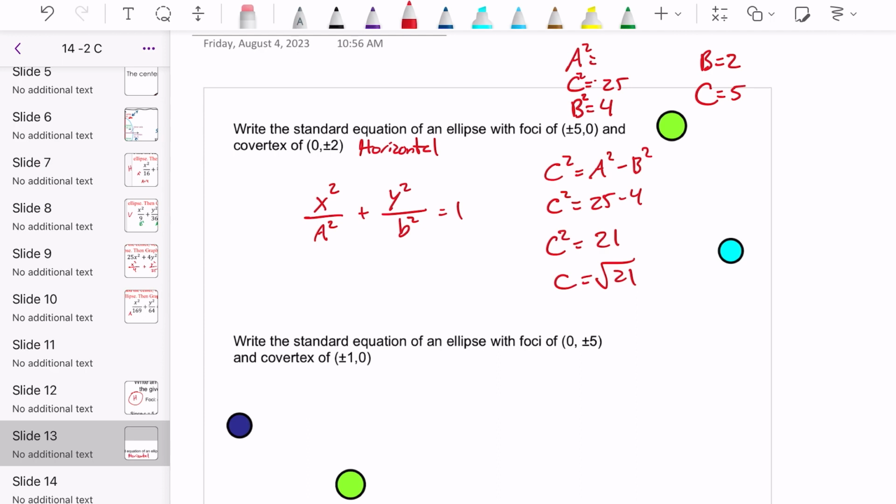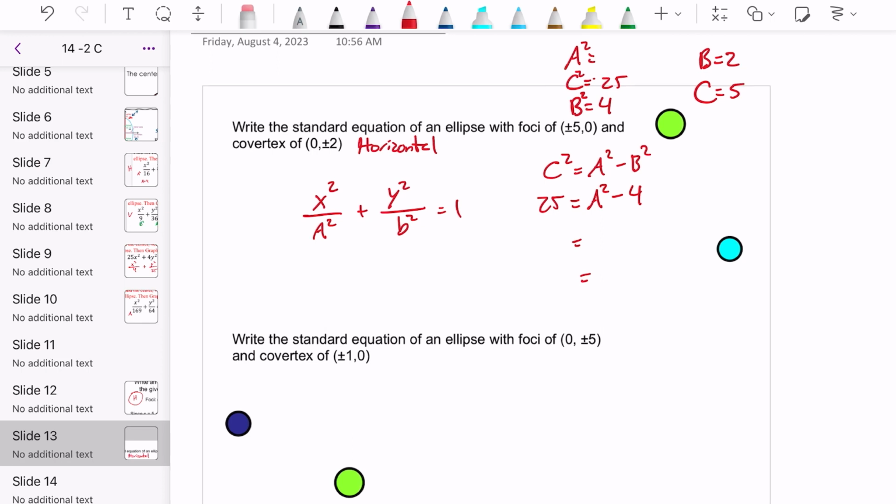Now, that would be if we were plugging in for C. In this case, we are searching for A. So, as we switch up our numbers into the correct places, A squared is being found. C squared would be 25 minus B squared, which would be 4. You're going to move the 4 over to the left-hand side, and end up with 21 is equal to A squared. A is equal to the square root of 21. Correction, we're adding 4, not subtracting 4. So this would be 29.